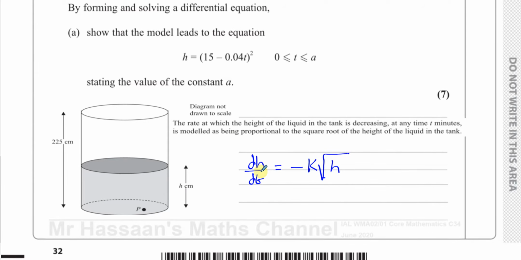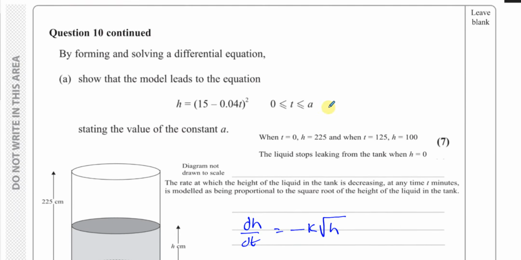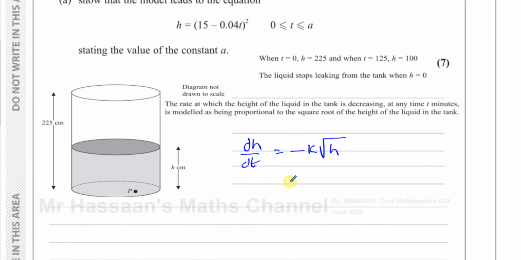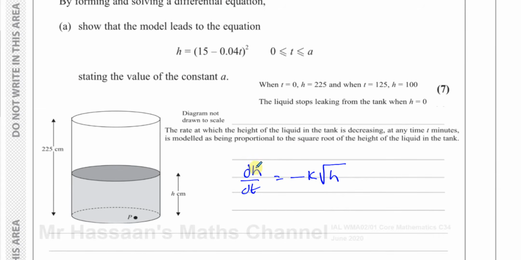Now we have to show that this becomes that with the information given. So I've set it up on the next page for us to continue. This is what we have so far. We have to basically solve this differential equation. When you solve a differential equation, you get rid of the dh/dt. This is a differential equation because it has a rate of change in it, like dh/dt or dy/dx or dx/dt or whatever it is. We have to get rid of this and make it h in terms of t.